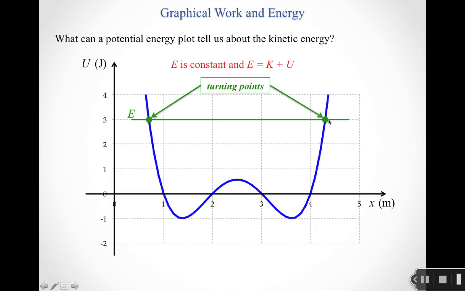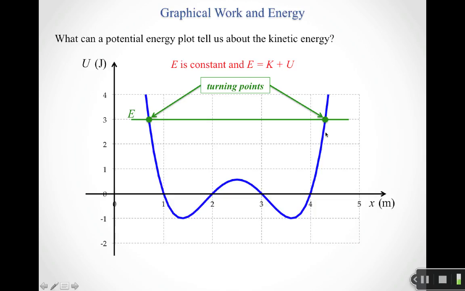That can't happen. You notice at the turning points, my total energy is equal to the potential energy. So the turning points basically are the places where the kinetic energy is 0. If the kinetic energy is 0, that means the speed is 0. And the speed is 0 because our object is coming to a stop at these points, because all it can do is turn around and go back in the other direction.